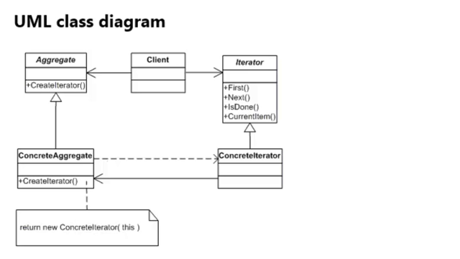So in the UML class diagram, we see that we have an aggregate, which is an abstract class, and we have a concrete aggregate, which implements this aggregate abstract. This interface has a method called createIterator, and that will then return an iterator interface. And the iterator interface is very simple. It has First, Next, IsDone, and CurrentItem.